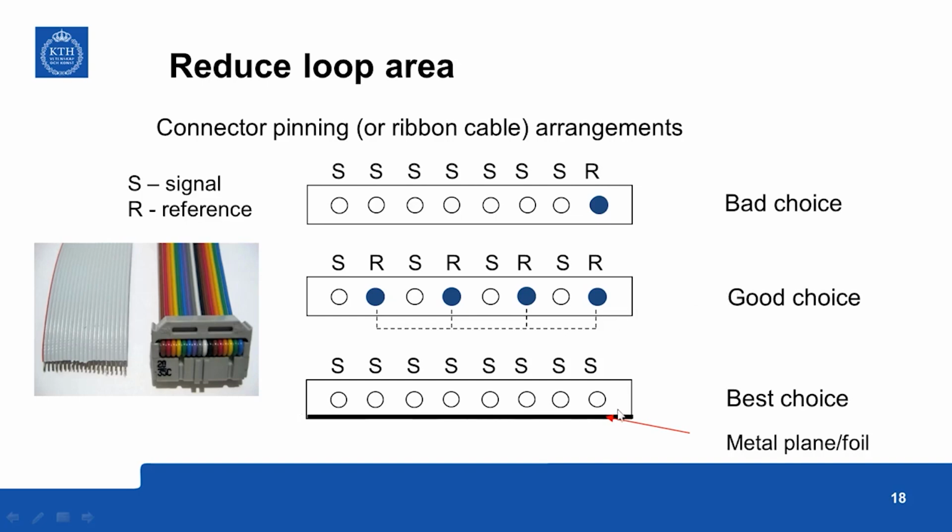And this is the best choice, where you have the signal conductors and a metal plane or foil below. So you have a loop here, but you have very little interaction between those loops. So less transfer of noise.